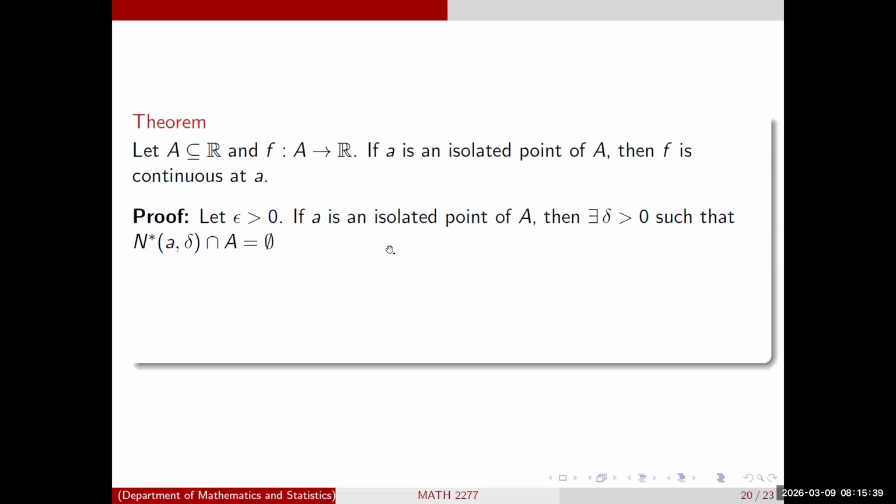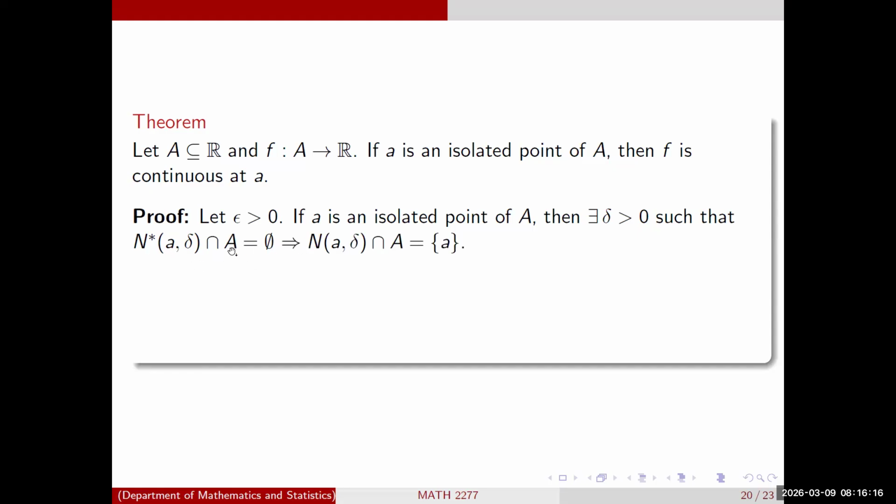Okay, so the proof begins by just writing down the definition of an isolated point. So let epsilon be bigger than 0. If A is an isolated point of the domain, then there exists some radius, delta, such that the deleted neighborhood around A of that radius intersect A is empty. In other words, there's only one point of the domain A in this neighborhood. It's A, it's the center.